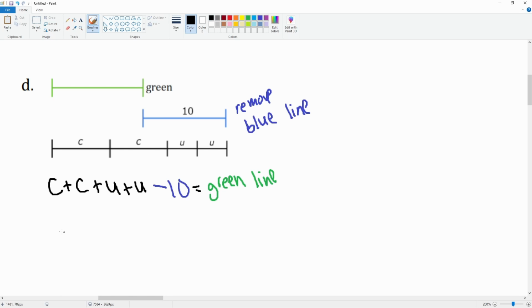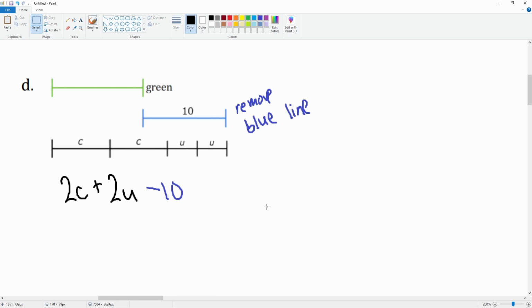We can combine some like terms. So the C plus C becomes 2C. Then we can combine the U plus the U, giving us 2U. Then we can just minus the 10, and that's going to give us our green line. That would just be the expression.